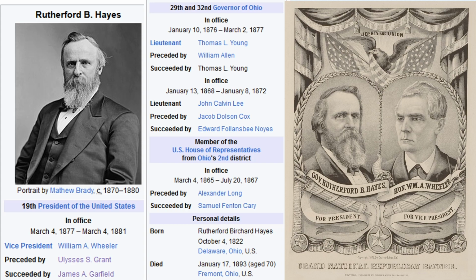Hayes returned to private life in 1872, but was renominated for governor for a third term and again won by a small margin in 1875. The Republican primary was hotly contested by 6 candidates, including Hayes. Not initially favored, he was nominated on the 7th ballot.